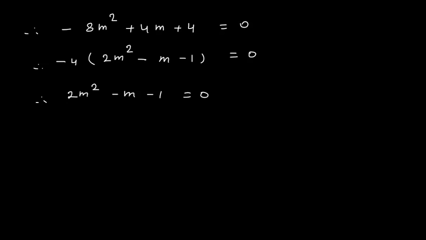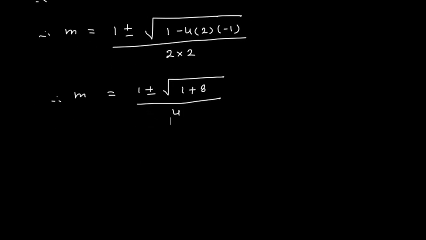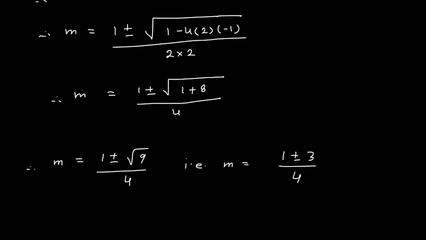So here I will say that therefore m is equal to plus 1 plus or minus root of b square minus 4 into a into c, and this whole divided by 2 into 2. So therefore the value of m is equal to 1 plus or minus root of 1 plus 8, and this is 2 into 2, which is 4. So therefore finally we have m is equal to 1 plus or minus root 9 divided by 4, that is m is equal to 1 plus or minus 3 upon 4.